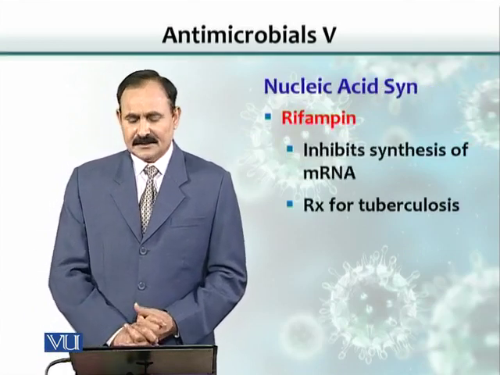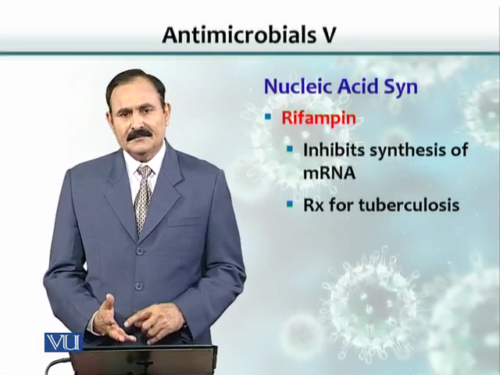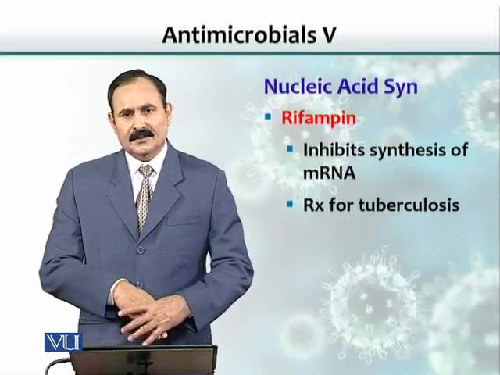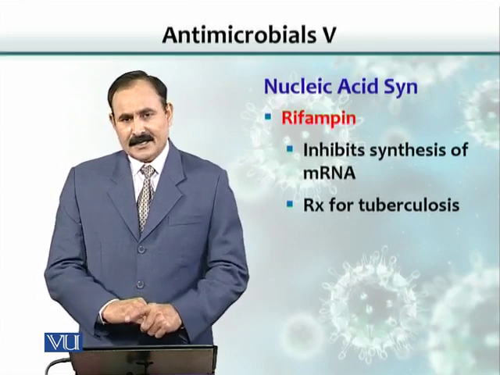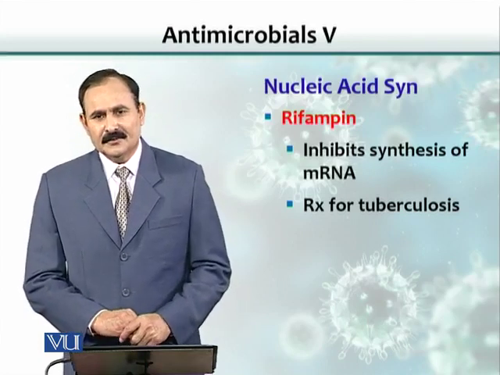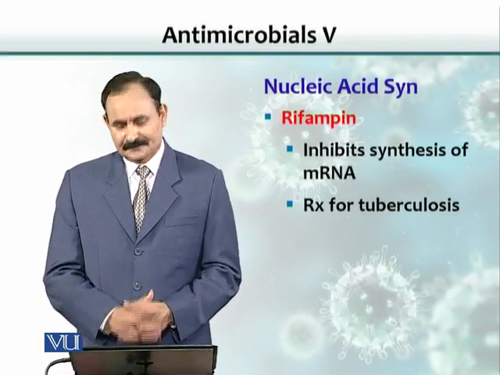Nucleic acid synthesis is stopped by rifampin. It inhibits synthesis of messenger RNA and is used to treat tuberculosis. But again, these DNA inhibiting antimicrobials have limited use. They could be toxic to the body.